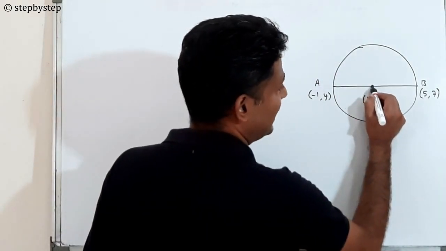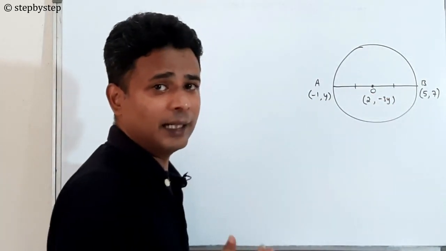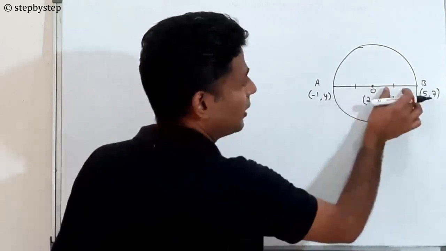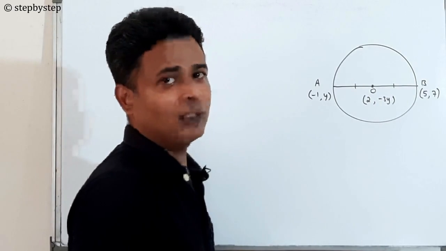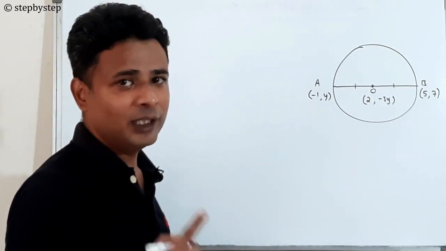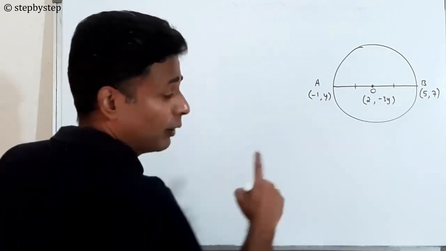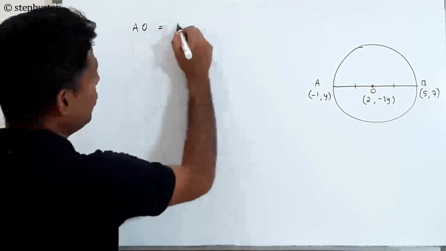Again, see, since this is the center, this side will be equal to this side. Why? Because both are radii. So this side will be equal to this side, which means AO equals BO, and we can use the distance formula and find the value of y. We have one unknown, we need just one equation, which means the equation will be AO equal to BO.